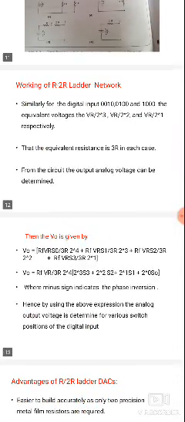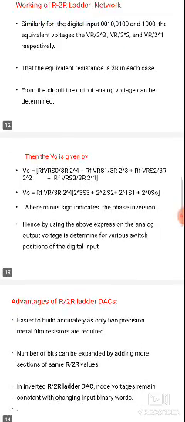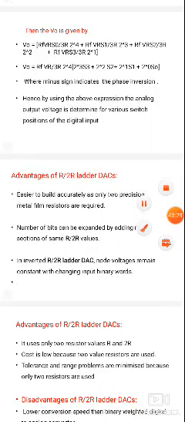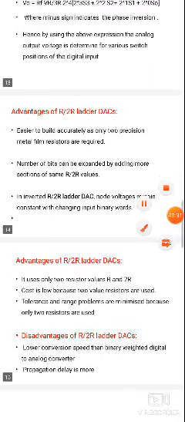Then that is the output. In the output, first we take the common values RF by VR. Then we get RF into VR by 3R into 2 power 4 into the expression 2 cube S3 plus 2 square S2 plus 2 S1 plus S0. The minus sign indicates phase inversion. We get the minus sign because we are connecting the terminals to the inverting terminal of the op-amp.